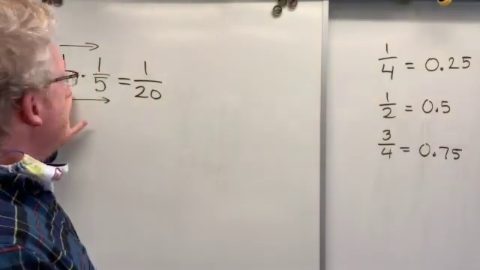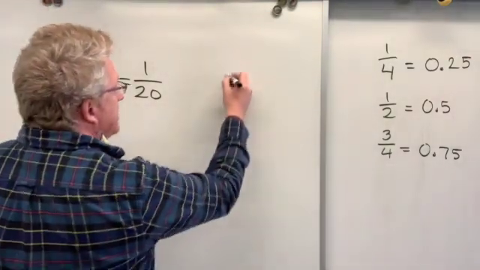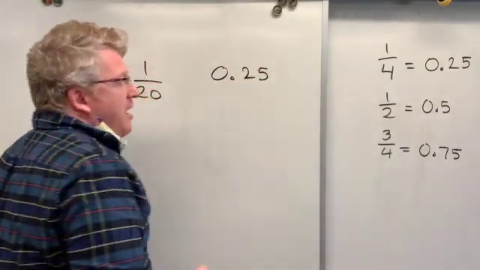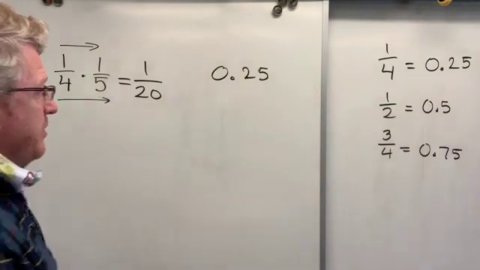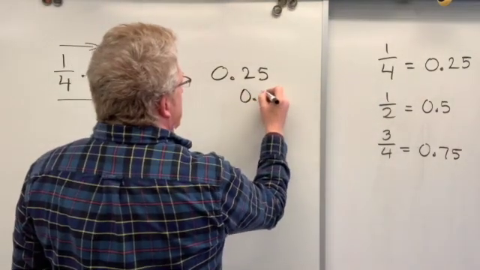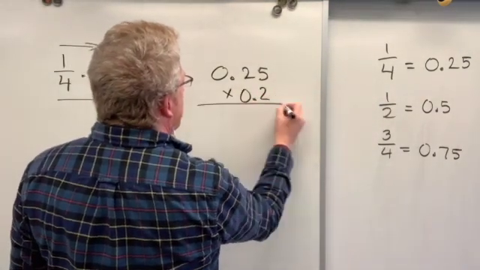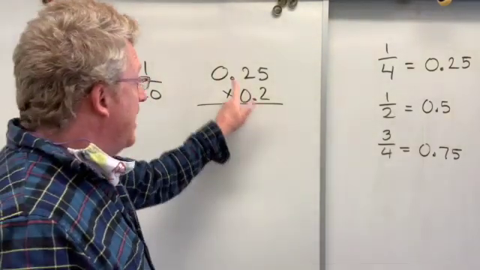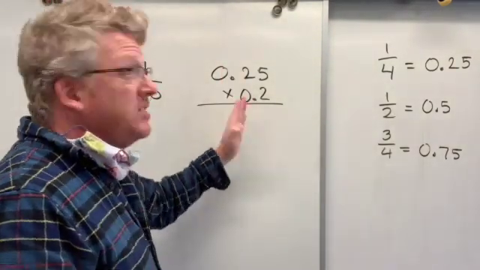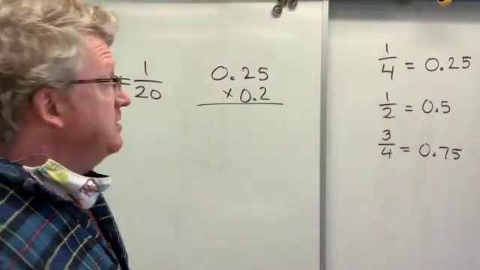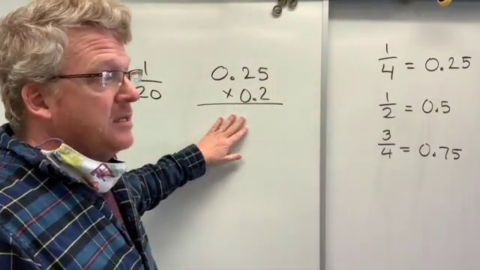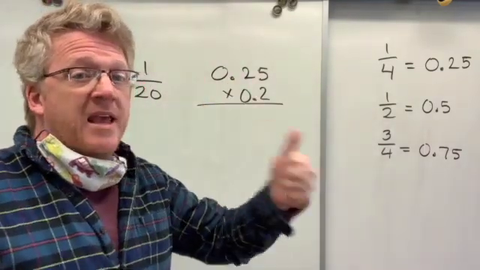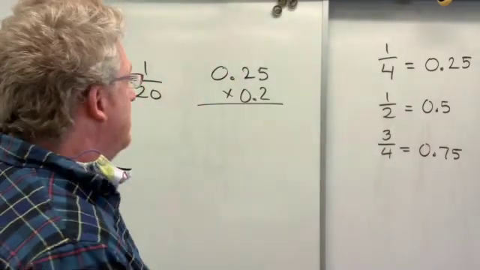So 1/4 as a decimal is 0.25. And 1/5 as a decimal is 0.2. So it's a little review of our multiplications. Now you might have noticed that when I wrote this down, I did not line my decimals up. And that's because you don't have to when you're multiplying decimals. You only need to line up those decimals when you're adding and when you're subtracting decimals, all right?